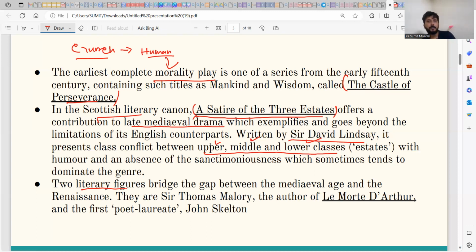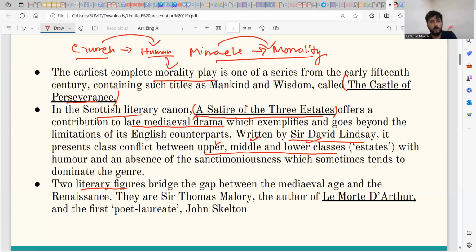They bridged the gap of the medieval time, when miracle plays were happening and all these things, and the morality plays, from miracle, meaning church, to human life, miracle play to morality. Let me write it here: miracle to morality. Someone had to carry it forward. So there are two major authors who had very important contributions: Thomas Malory, the author of Le Morte d'Arthur, who dealt with Arthurian romance in his book, and the first poet laureate, John Skelton.